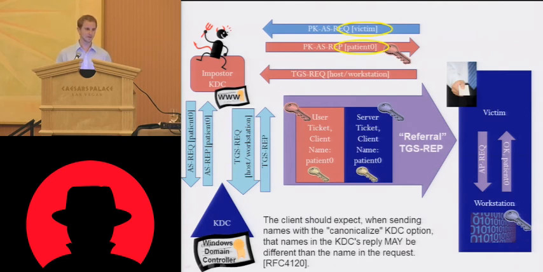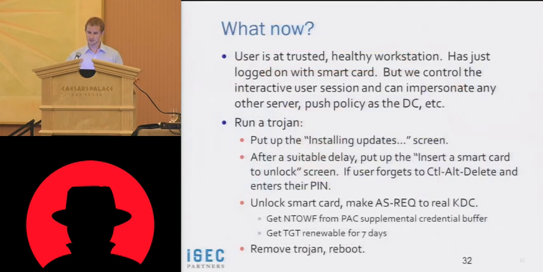So now we have a situation where the victim has logged in with their smart card, but they came in as somebody else. So is this really an elevation of privilege? We assumed at the beginning we had control of patient 0, and now we have a login session as patient 0. So we haven't elevated privilege yet, but we're in a very good position to, because a user started at a trusted, healthy workstation, has no malware on it whatsoever. They put their smart card in, they typed in their PIN, and they got logged on as someone else. They have no reason to expect that that's going to happen.